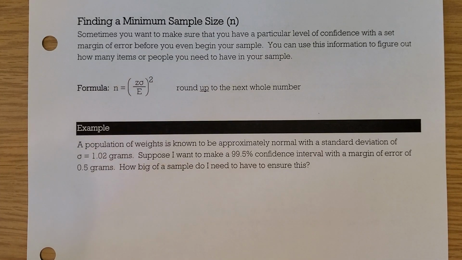So this is a situation where you want to get a confidence interval with a certain level of confidence and a certain margin of error. And so if you want to ensure that, you have to figure out, well, how many people do I need to survey to guarantee that level of confidence with that margin of error? So we're only going to look at this for z-score problems. We're not going to look at it for t-scores because the process there's a little bit more complicated.